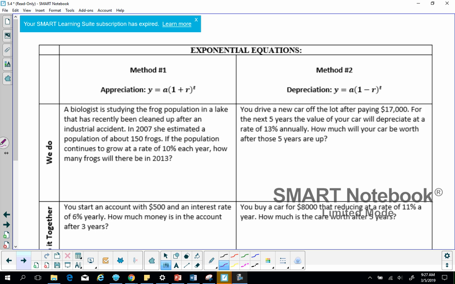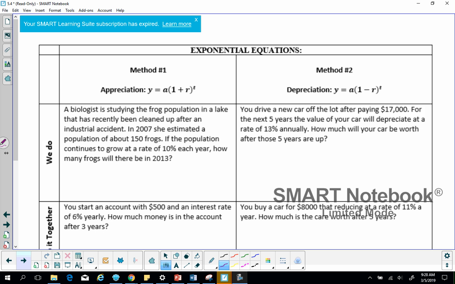We even split it up where one is decay and one's growth. And so this says a biologist is studying a frog population in a lake that has recently been cleaned up after an industrial accident. In 2007, she estimated the population of about 150 frogs. If the population continues to grow at a rate of 10% each year, how many frogs will be there in 2013? That's a lot of words, right?